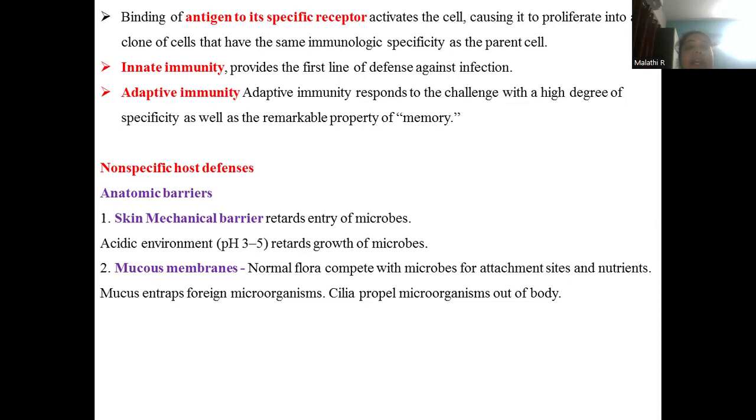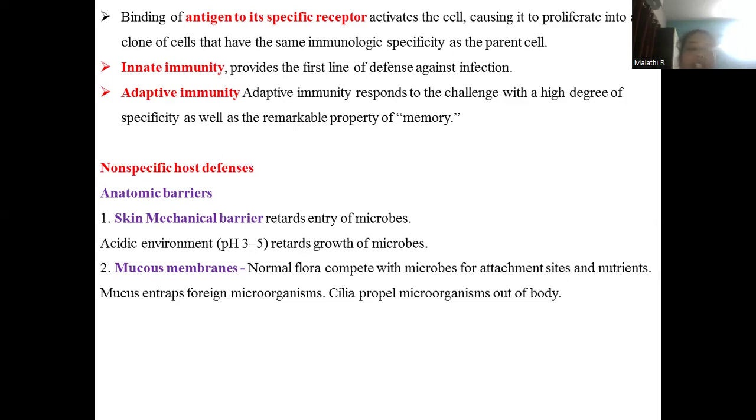Innate immunity provides the first line of defense against infection. Adaptive immunity responds to the challenge with a high degree of specificity, as well as the remarkable property of memory. Only in the adaptive immune response, if the same kind of infection reoccurs, you will not get the symptoms. Instead, the pathogen will be cleared off by means of the memory cells.